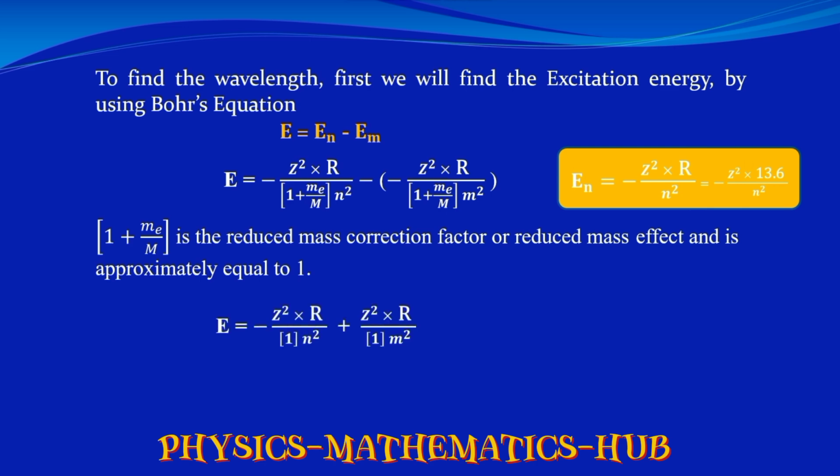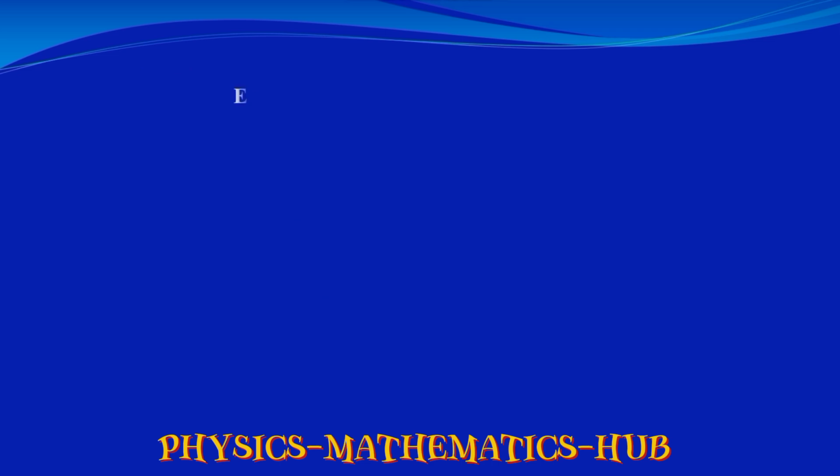So putting 1 in the above equation, we get E = −Z²R/N² + Z²R/M². Or we can write this as E = Z²R/M² − Z²R/N². Taking common Z² and R, we get E = Z²R (1/M² − 1/N²).